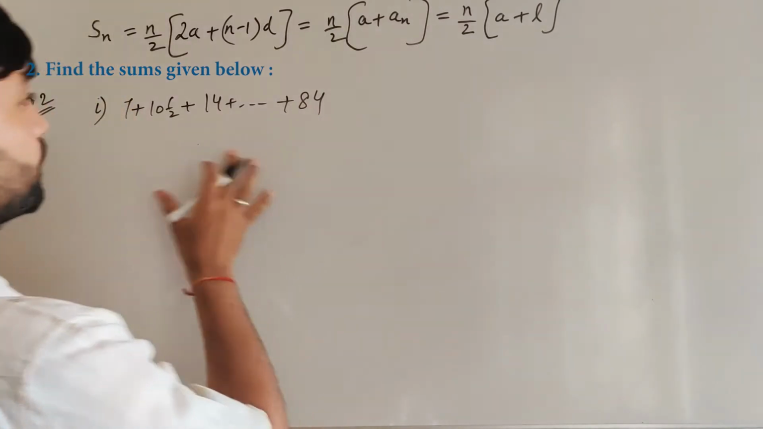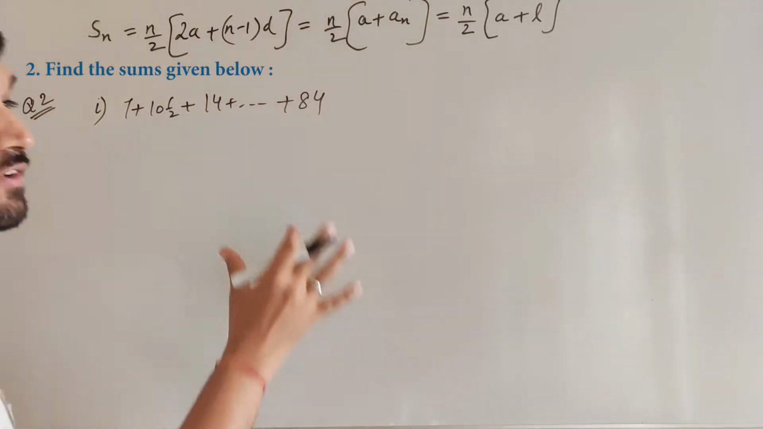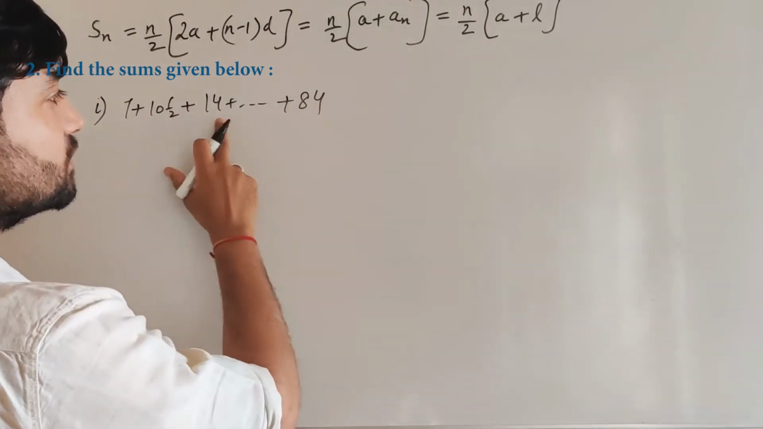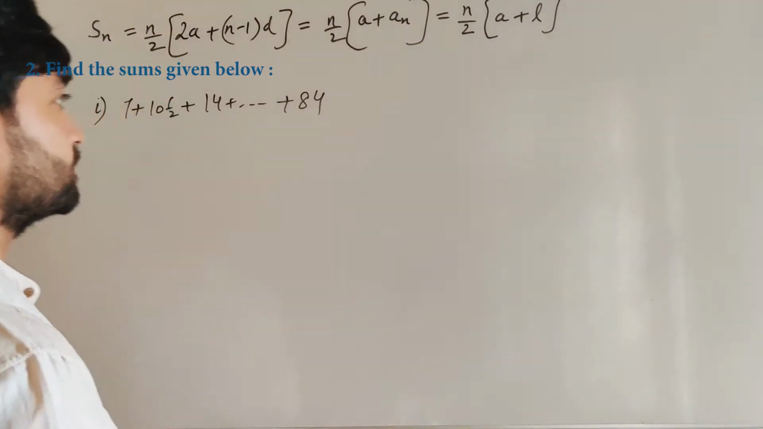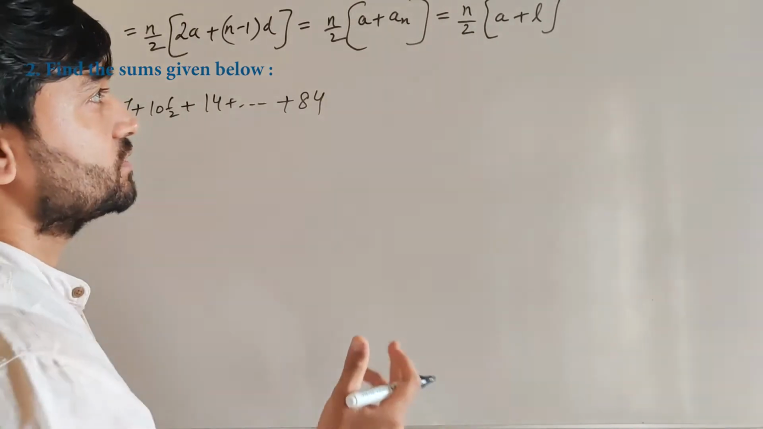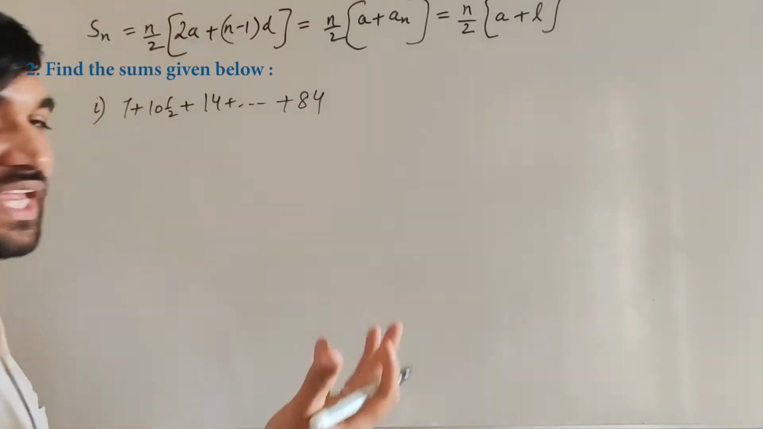Okay, so we don't know the value of n here. They haven't given the number of terms. Like 7 is the first term, this is the second term, third term, and lastly 84 is the last term. So what we know is the first term, we know the last term, but we don't know n value. So this formula n by 2 into a plus l, right now we cannot use it because n value is unknown.